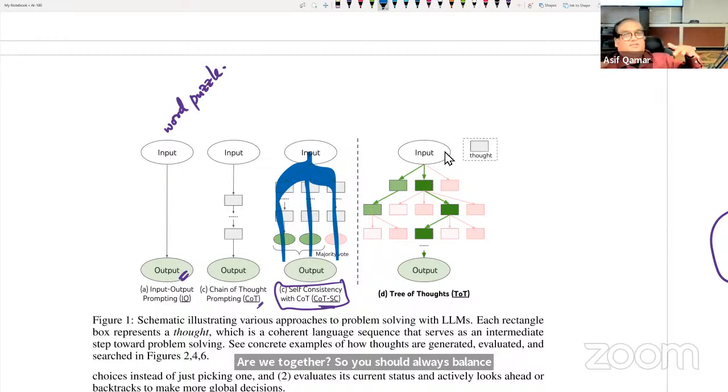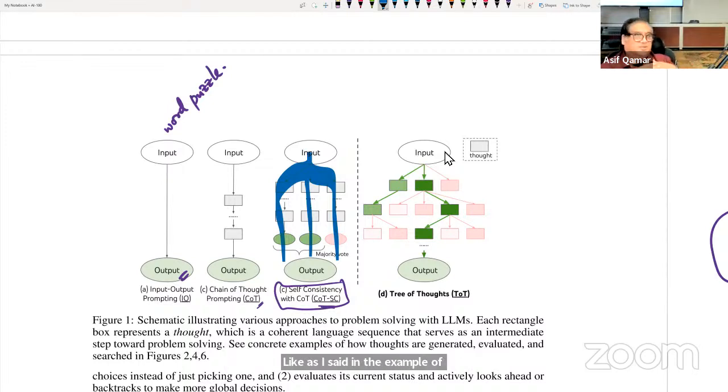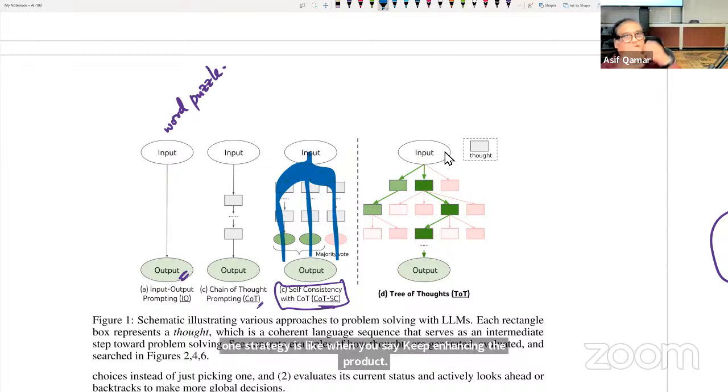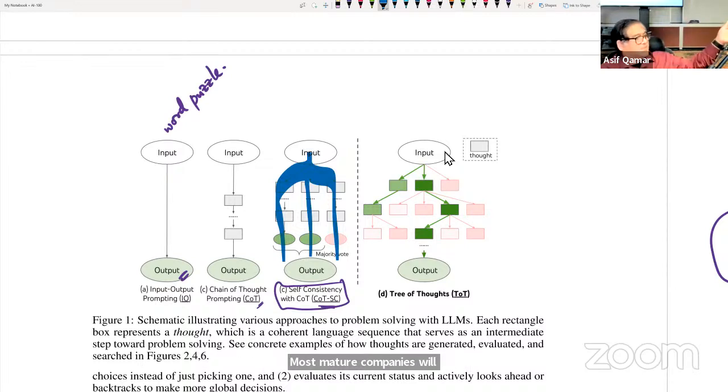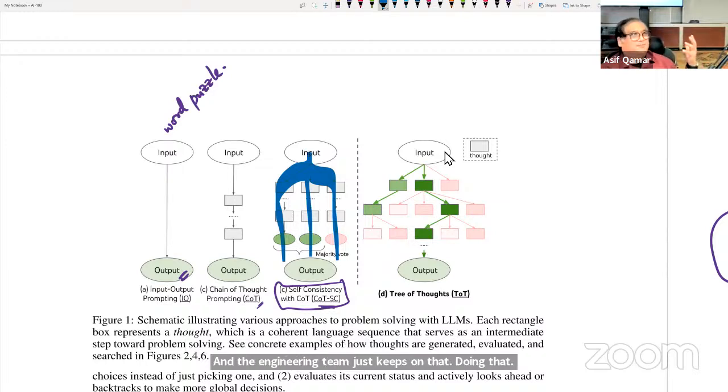And this is very real world. Like, as I said in the example of the bee, this also applies to companies. For example, in business school, we are taught that one strategy is to keep enhancing the product. Most mature companies, what do they do? They have a product. Product managers go out, they come back with more enhancement requests. And the engineering team just keeps on doing that. It's a very comfortable life. Product managers have it easy. All they have to do is go to the customers and say, what do you want next? And customers say, wow, he's actually asking me. I want this, I want this, I want this, right? And soon you get locked in.